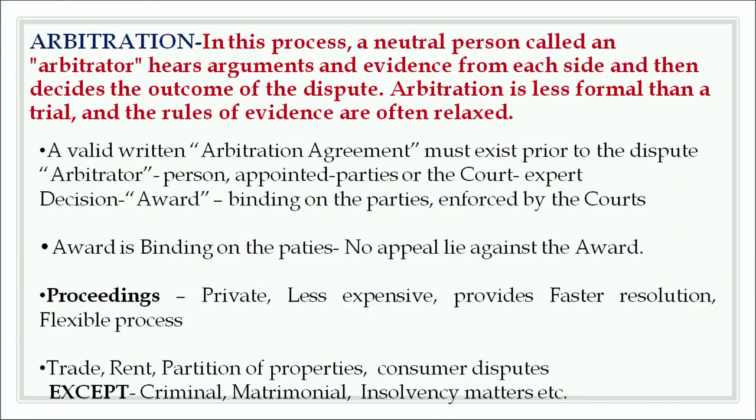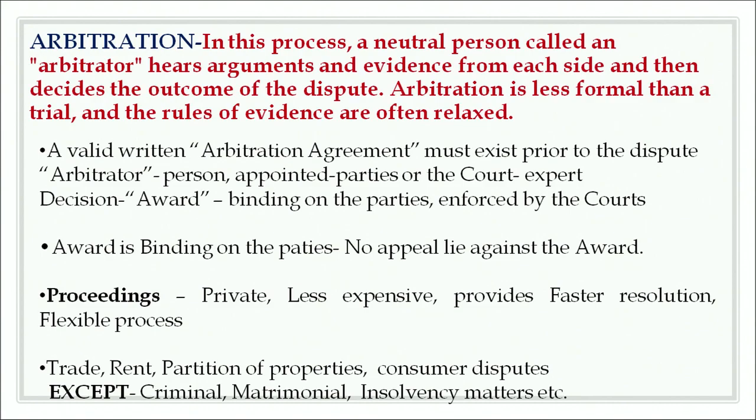Now in this process, as I told you, a third neutral person who is now known as the arbitrator, hears the arguments and evidence from each side and then decides the outcome of the dispute. That is, the arbitrator is going to hear the arguments and evidence from both the sides, and then he is the one who will be deciding the outcome of the dispute. Now if you compare the process of arbitration to the formal litigation system, the arbitration is less formal than a trial and the rules of evidence are often relaxed.